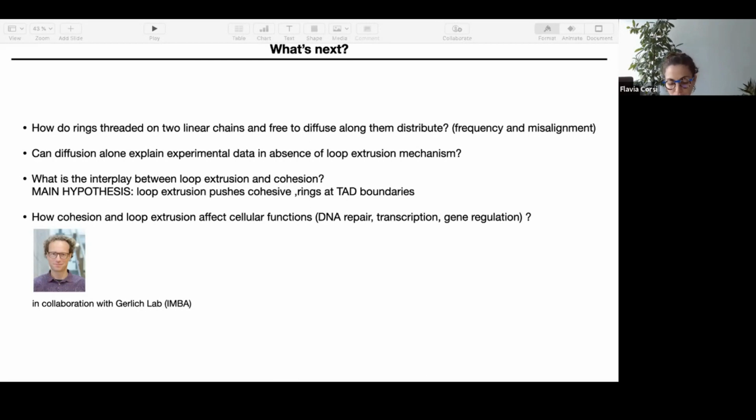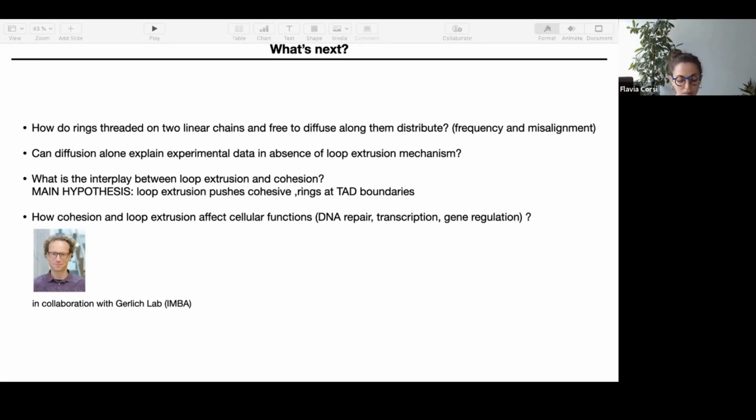Then we would like to integrate the loop extrusion mechanism with a simulation of rings threaded on linear chains, and we would like to know how loop extrusion is coordinated with ring diffusion. We would like also to know if with diffusion alone we can reproduce experimental data, or if there are other mechanisms that can replace rings.